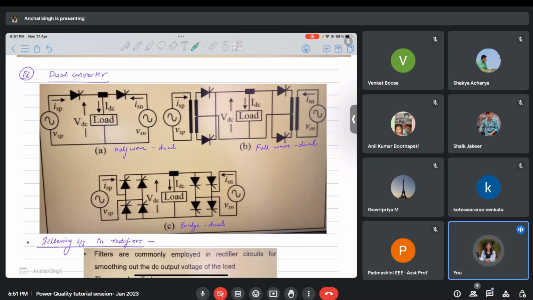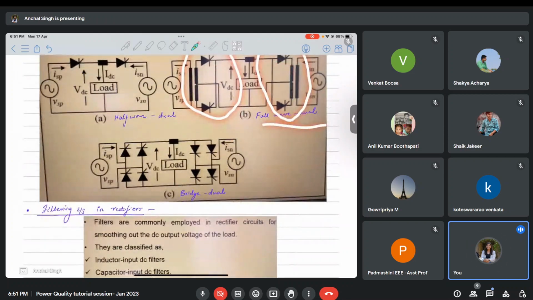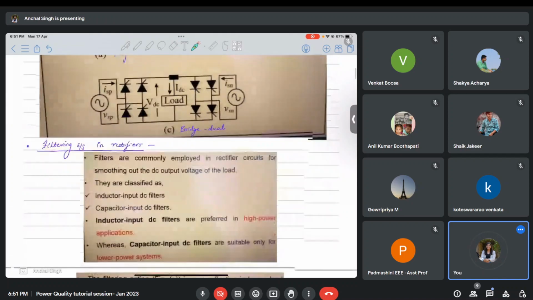So this dual converter is helping us to take current in both directions through the load, right? Therefore it is called dual converter. Again, in this full wave dual converter, there is one full wave converter on the left and another full wave converter on the right. So hence again dual converter. This is a bridge type of dual converter, one bridge on the left, one bridge on the right. So any kind of converter can have its dual. When two such converters are used, it's called dual configuration.